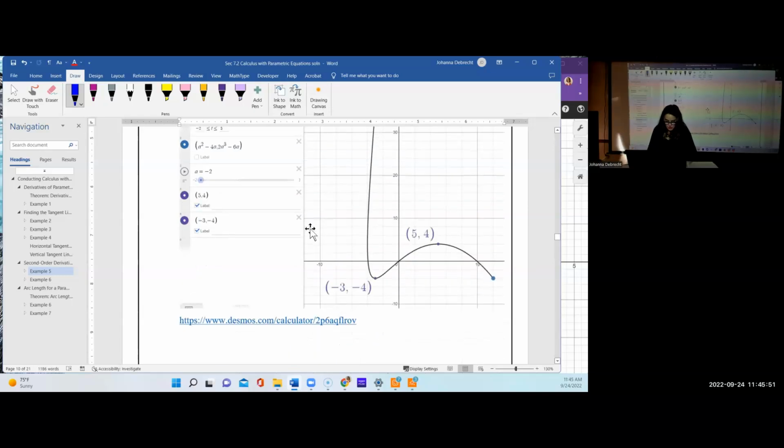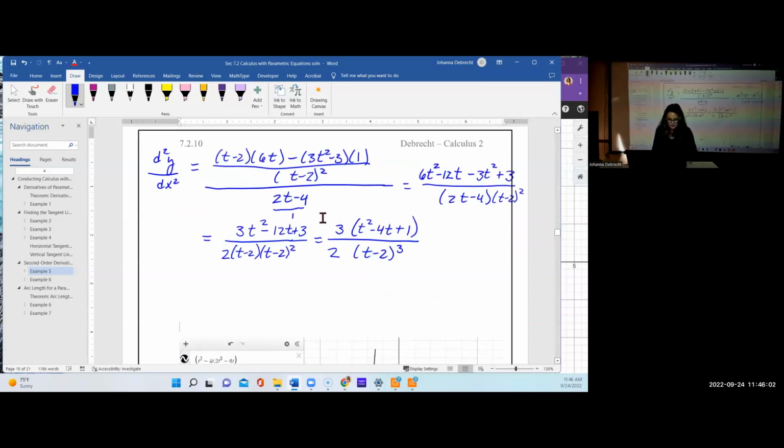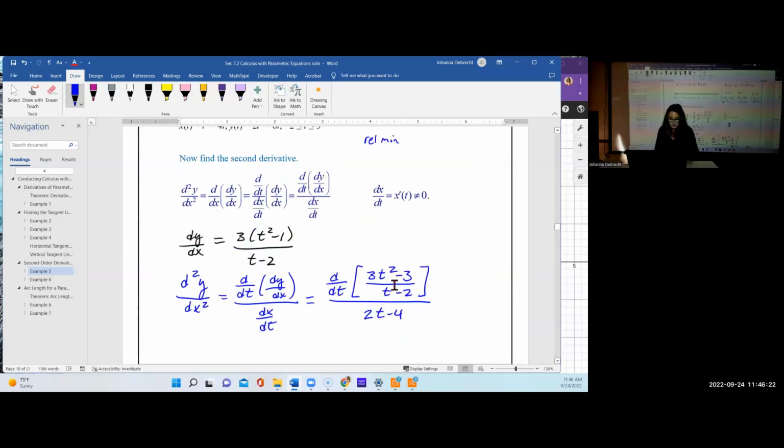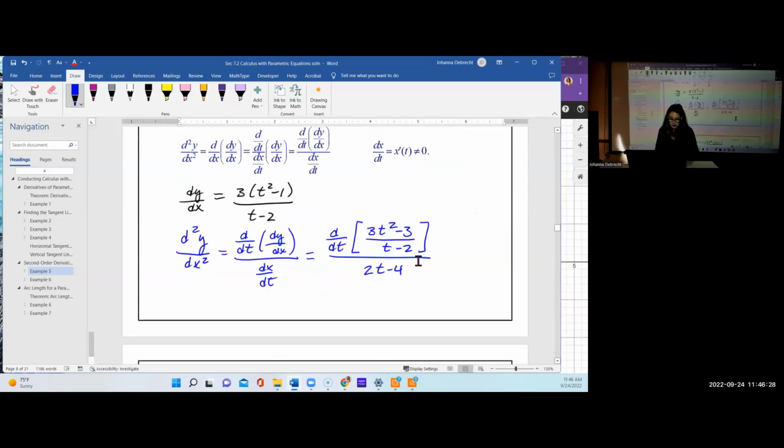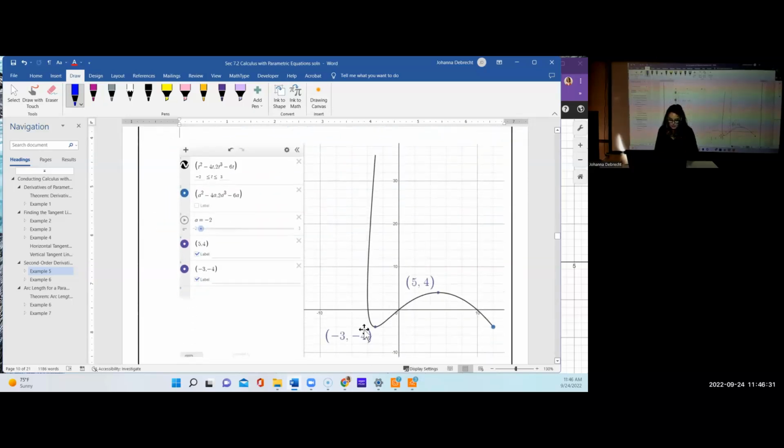So here's our graph again, and we can use what we've done in order to determine concavity at a particular point. What we found is the second derivative, so this is going to give us concavity at a particular point. So we know that we can find out where it's concave up and where it's concave down by looking at these particular values. And this gives us a formula which will tell us whether it's concave up or concave down at any particular point. So for example, up here, we use the value t equal 1, and it gave us that relative minimum at -3,4. So that was this point right here.